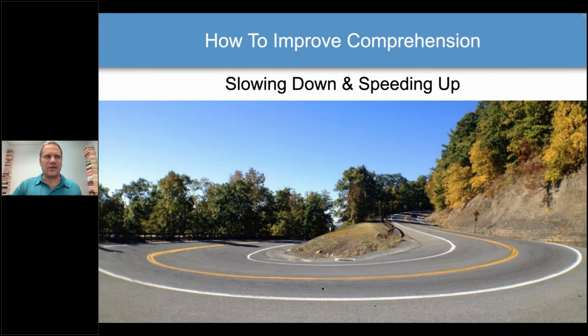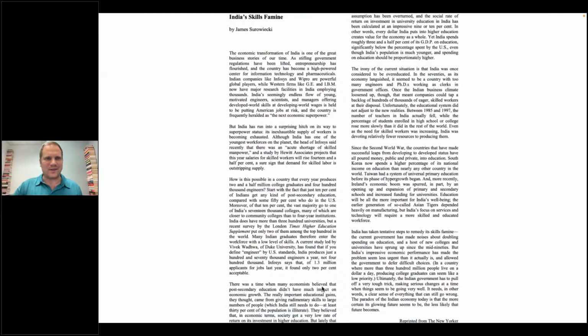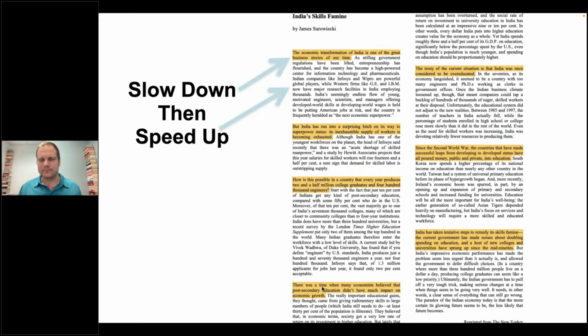When should we slow down and speed up when we're reading? Let's say you got some text like this, or any kind of text. A good rule of thumb to follow is to slow down on the first sentence of each paragraph. Why? I think you know why, right? The first sentence is usually the main idea or the topic sentence, right? So if we slow down there and speed up, that can get us into a nice reading rhythm. For example, this article is titled India's Skills Famine. Let me zoom in on that first paragraph.